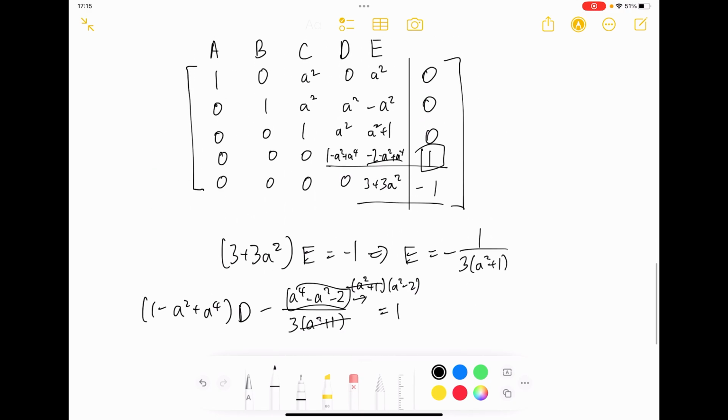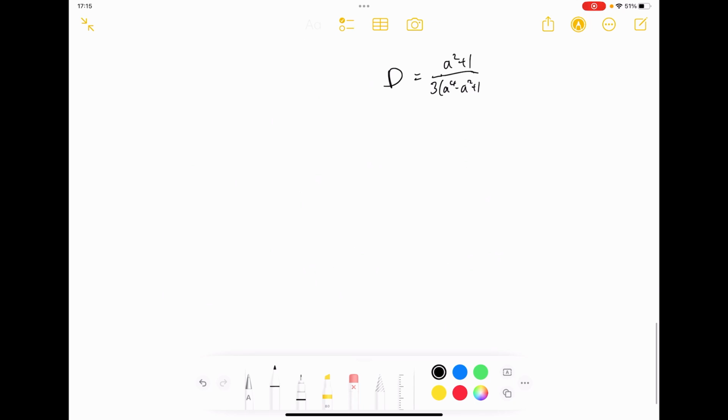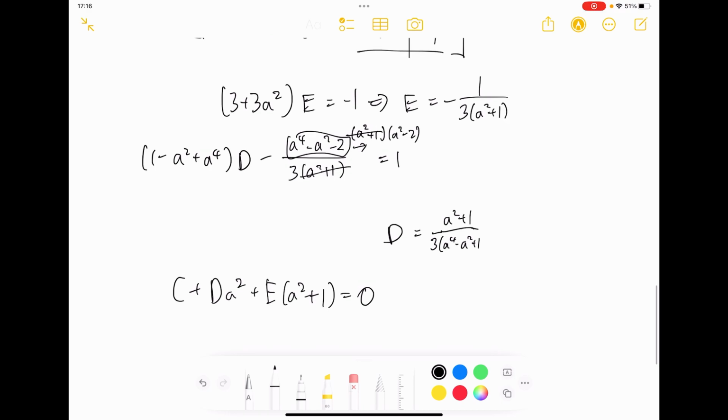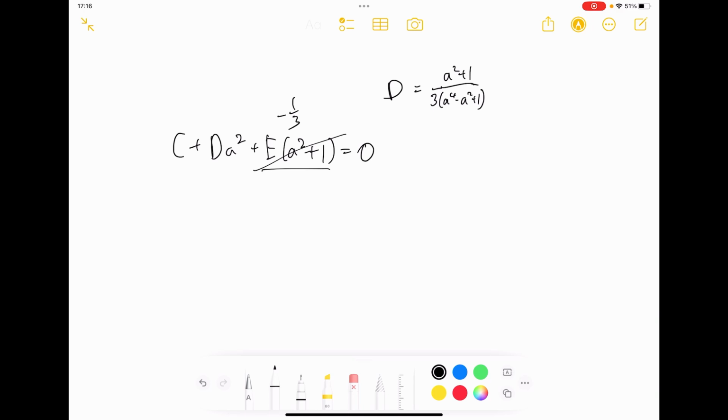And now we just do the exact same thing for c, right? So c, oh, that's much better actually. So c plus d times a squared plus e times a squared plus 1, that is exactly equal to 0. And what we're going to do with that, so e times a squared plus 1, that's actually very nice because, look at here, it's going to cancel out to minus a third. d times a squared's not very nice, but it's still fine. Sorry, I'm missing a bracket there. So c plus d times a squared, which is a to the fourth plus a squared, divided by 3 times a to the fourth minus a squared plus 1. Yep, and then that equals 1/3.